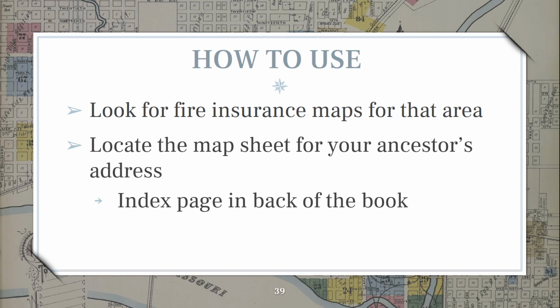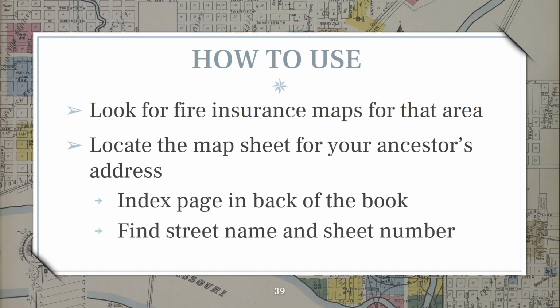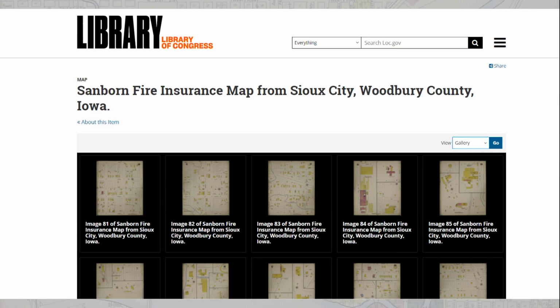To do this, you want to start by looking at the street index page, which is typically located at the back of the book. And then you want to find your ancestor's street name and building number to get the corresponding sheet number. Here you can see that I'm at the Library of Congress's collection of Sanborn maps for Sioux City, Iowa. This batch is from 1902, which was the closest date to the 1900 census enumeration.